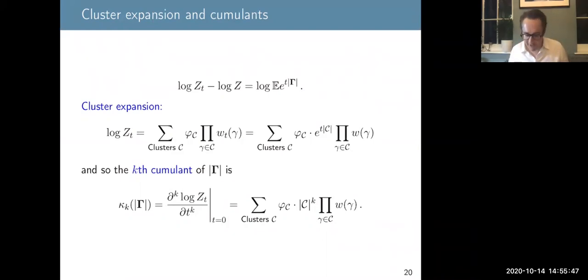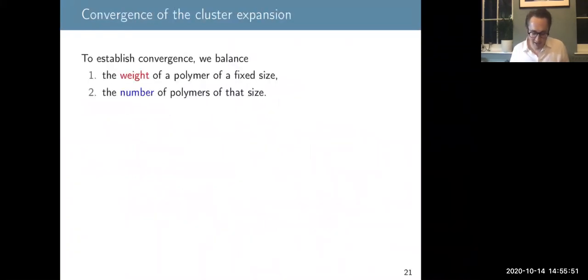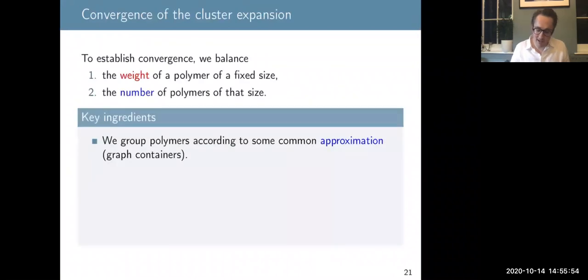Okay, great. I think that's all I want to say on cumulants. Just in the last few slides, let me say a few words about how we show that the cluster expansion converges. So we're trying to verify this Kotecký–Preiss condition, this Lovász local lemma type condition.